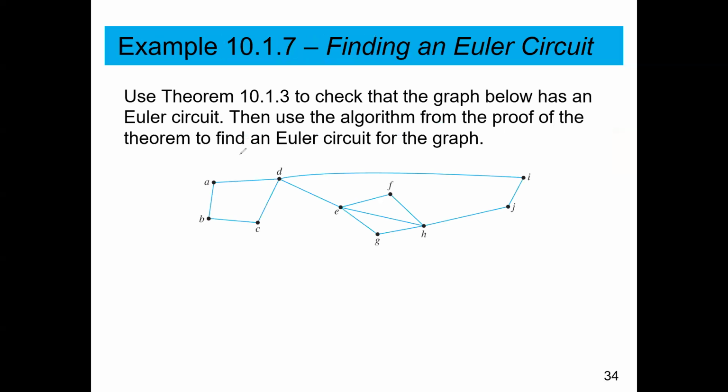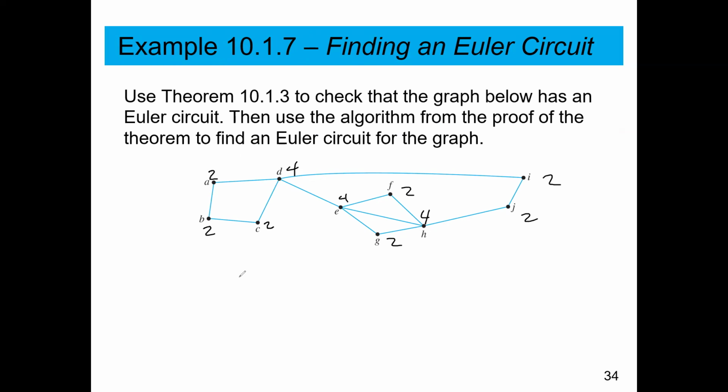For some reason it scooted on me. All right, so this has degree 2, degree 2, degree 2, degree 4, degree 4, 2, 4, 2, 2, and 2. All degrees are even. So therefore, it has it.